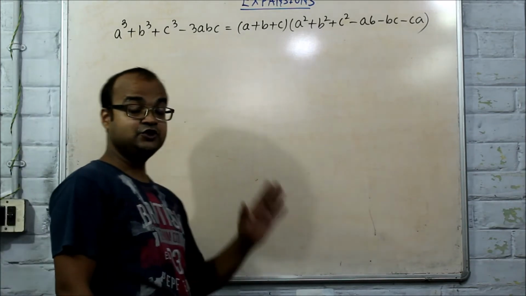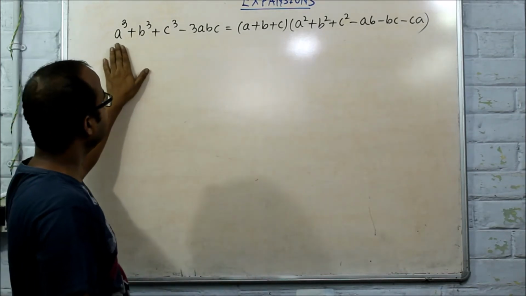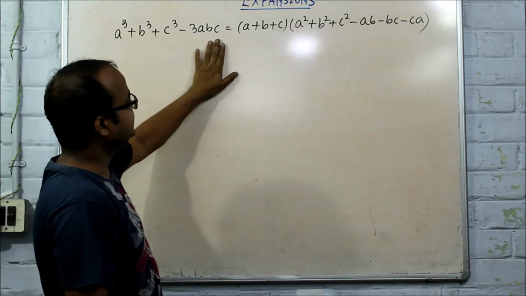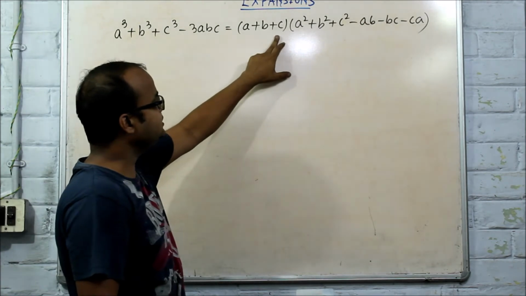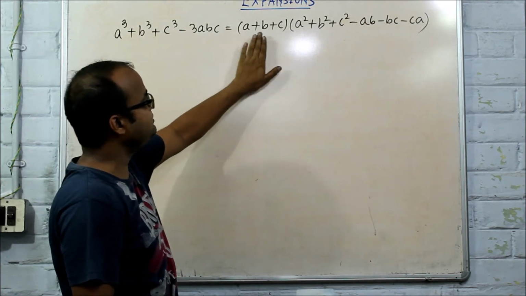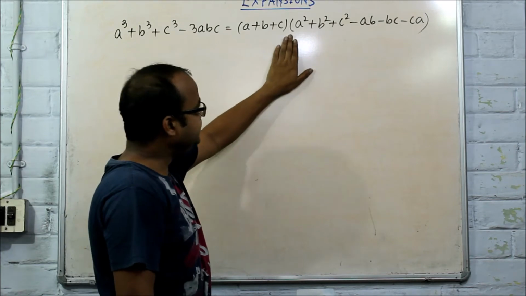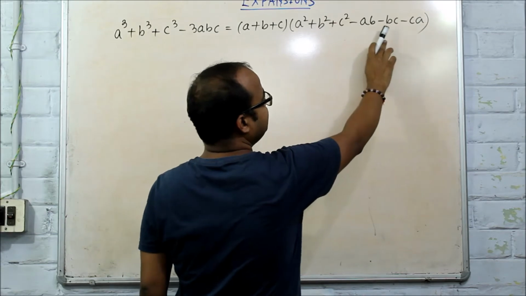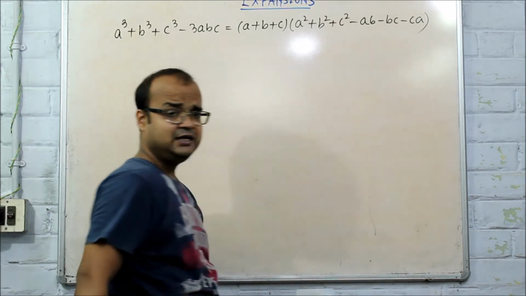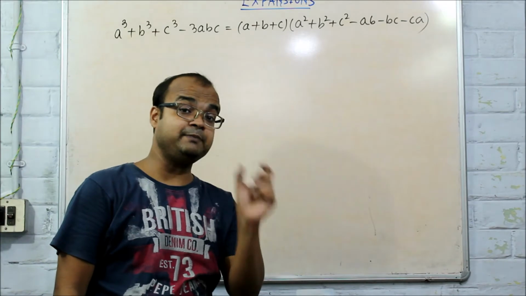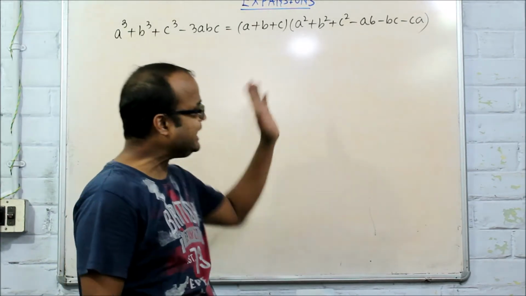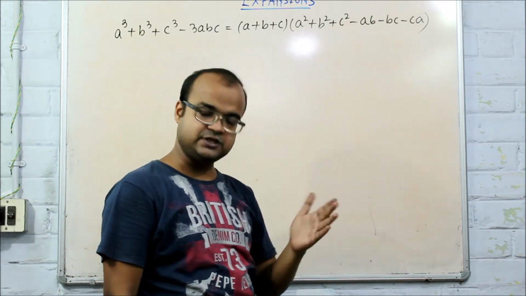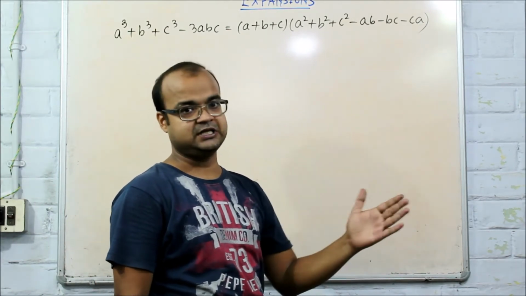Now, moving on to the last formula of this chapter: a cube plus b cube plus c cube minus 3abc is equal to the product of the linear term, a plus b plus c, multiplied by a square plus b square plus c square minus ab minus bc minus ca. If you remember the formula of a plus b plus c whole square, you can remember the second term, a square plus b square plus c square minus ab minus bc minus ca.